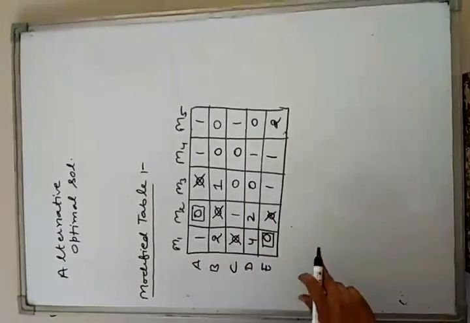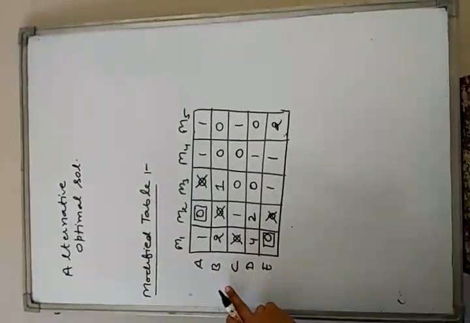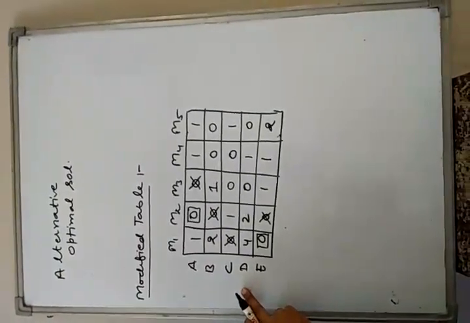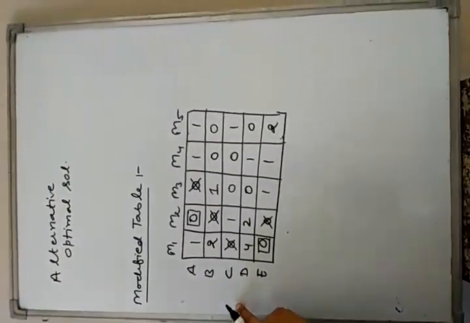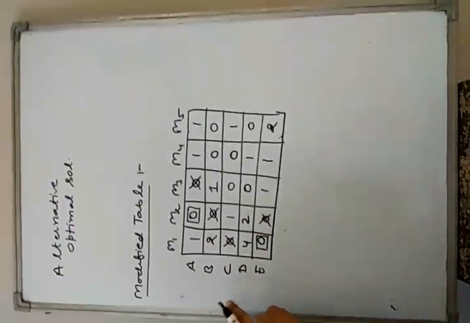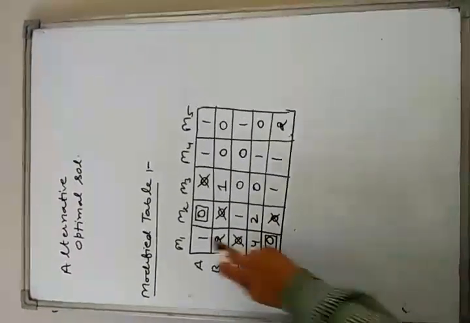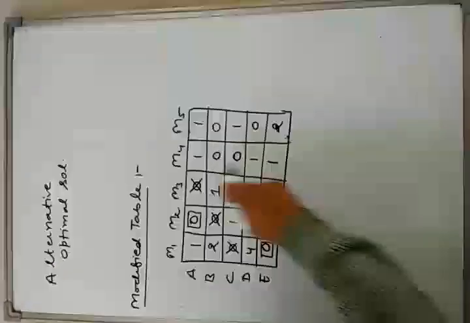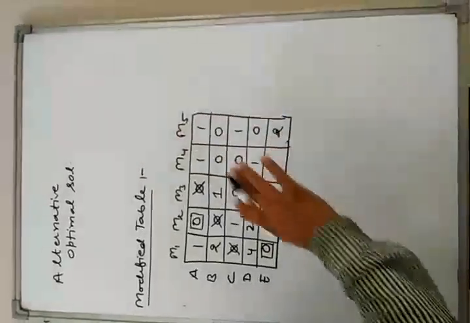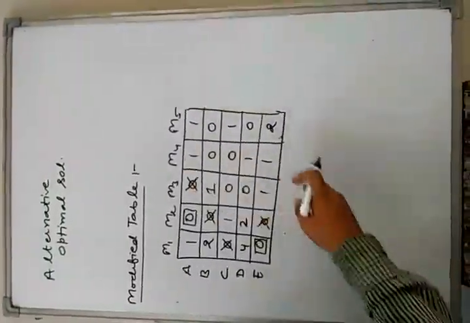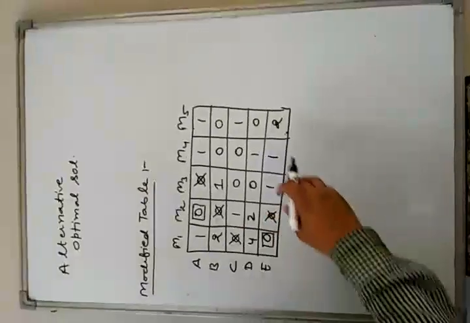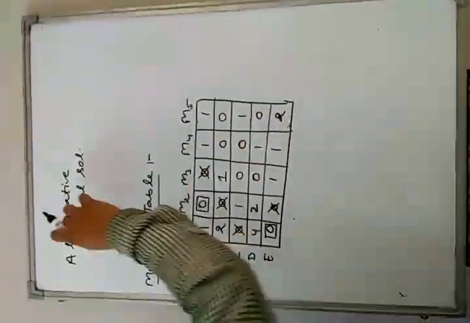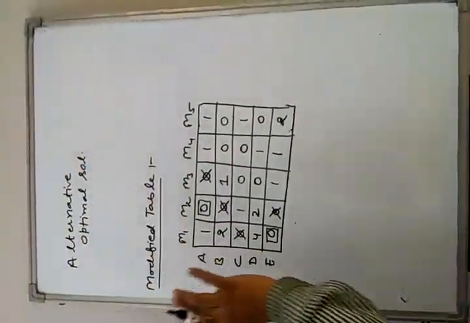Now we will again look. Here 2 zeros, 2 zeros, 2 zeros. As there is no row in which a single zero lies, now we will look column wise. Here no zero, no zero, 2 zeros, 2 zeros, 2 zeros. Again, there is no row or no column in which a single zero lies. This is the case of alternative optimal solution.